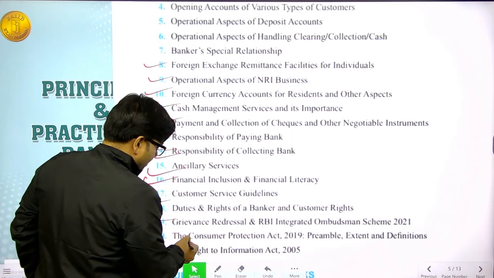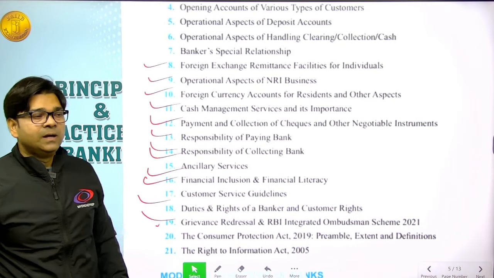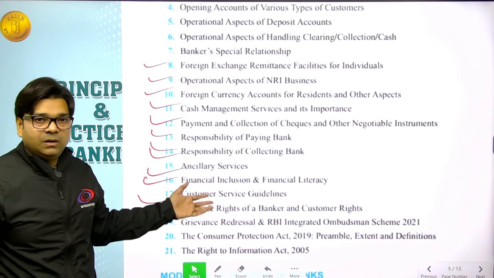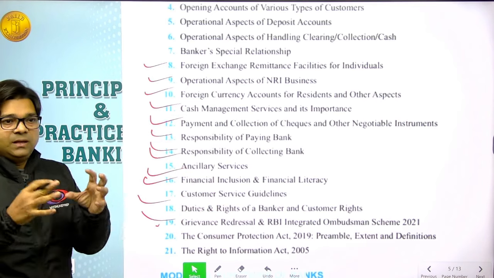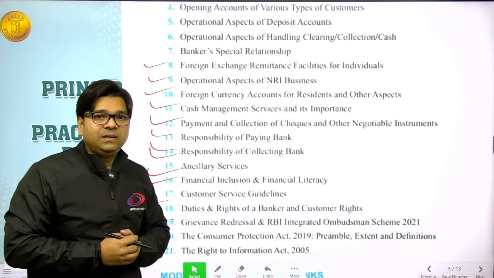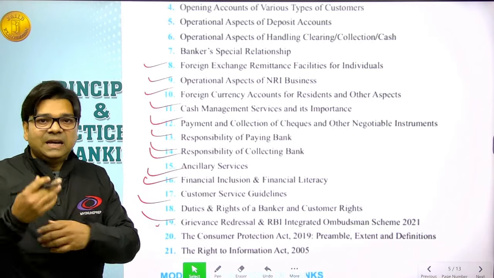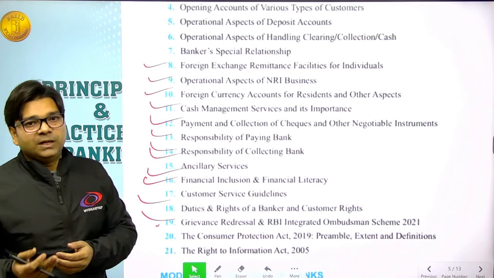A lot of topics from the book of LRB have been inserted in module A of PPB. So I think IIBF has taken the right decision to realign all the topics. There was a mismatch in the books of JAIIB and CAIIB.